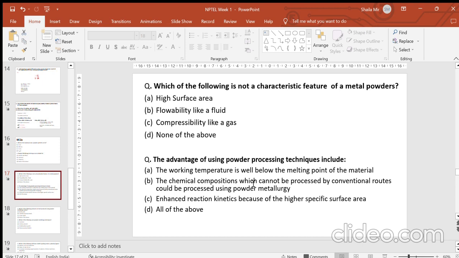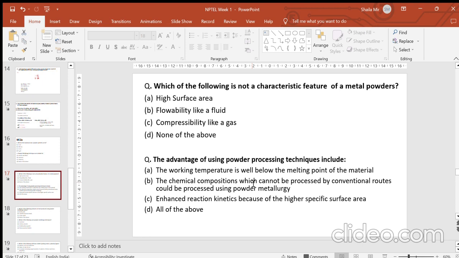Because we read that metal powders have a tendency to cold weld. As they cold weld, the surfaces join and there will not be high surface areas. The surface area will decrease during the cold welding process for the metal powders. So high surface area is not really a characteristic for a metal powder. So the answer is high surface area.